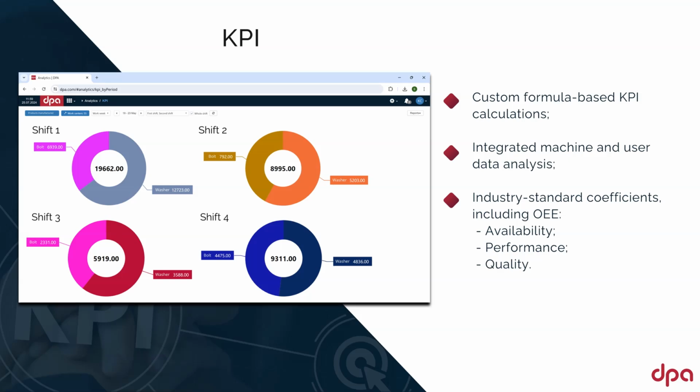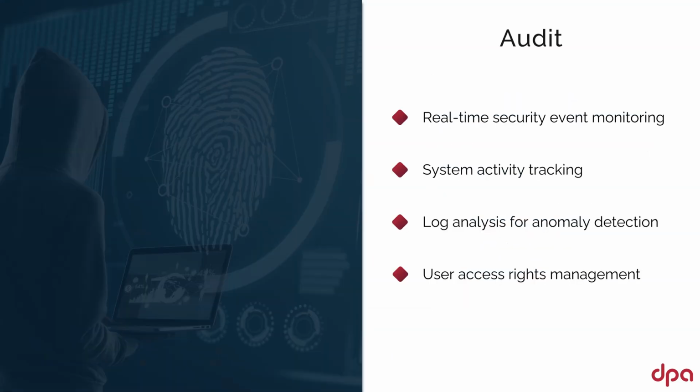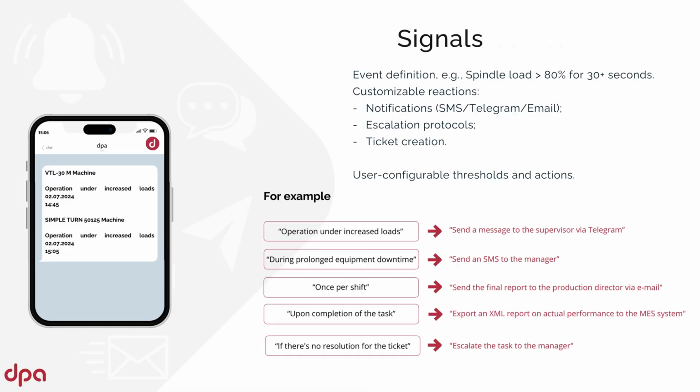Configure performance indicators using your own formulas. Utilize KPI calculations based on machine and operational data. Efficiency coefficients are calculated in real time. Continuous monitoring of security events and system activity identifies anomalies and those responsible for incidents. Configure signals and promptly receive notifications about production events, whether it's an accident, operation under increased loads, or completion of a production task. The earlier you learn about them, the less negative impact they'll have on production.